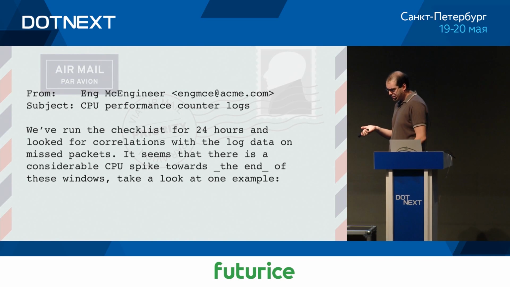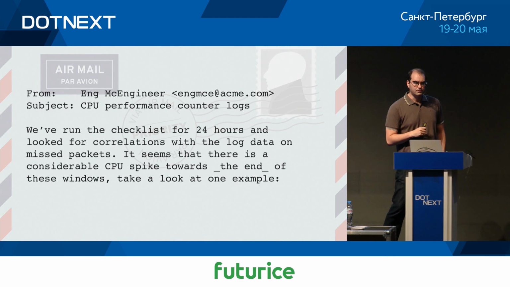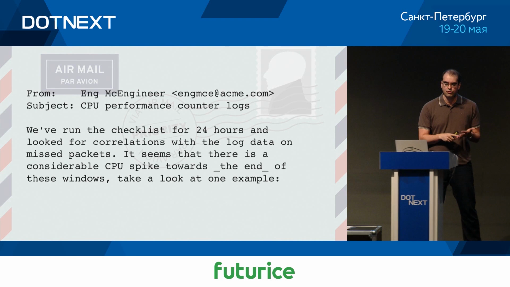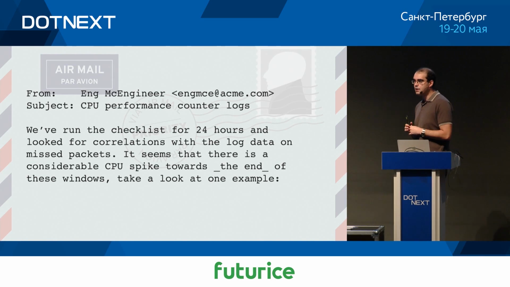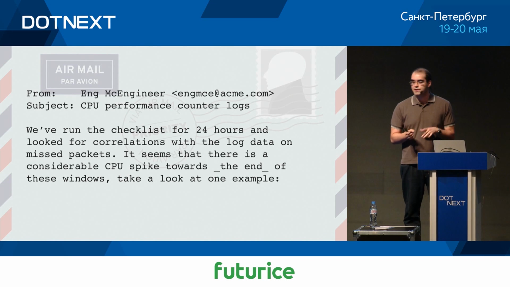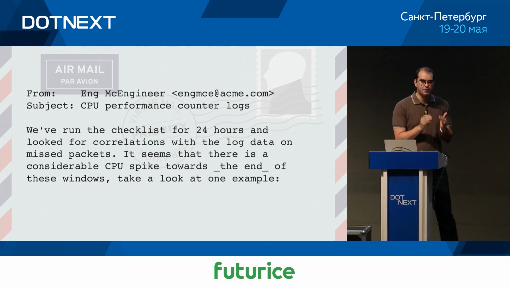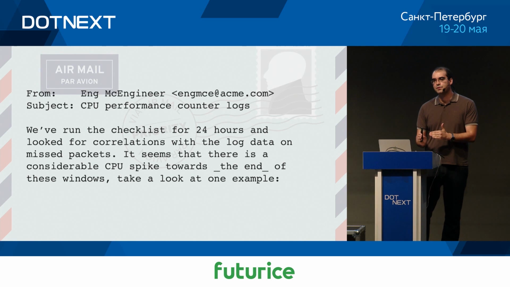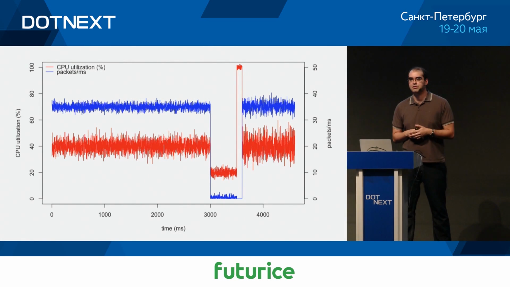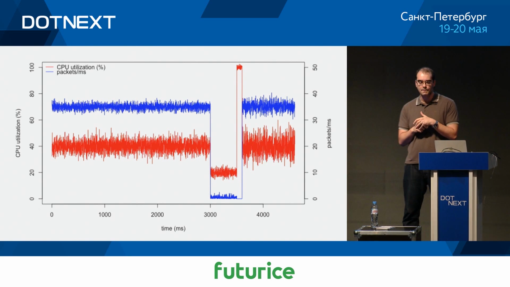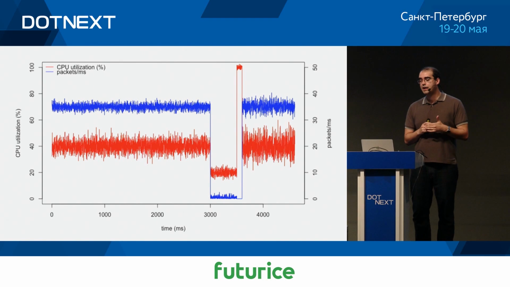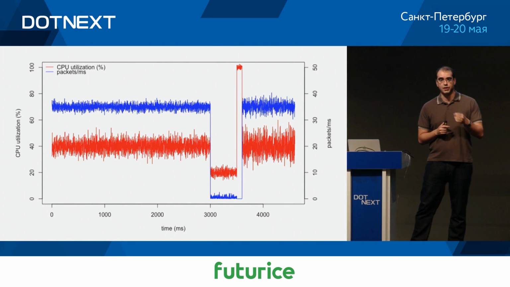So the customer's engineer ran a checklist and was monitoring CPU usage, memory, a lot of things. And they were able to find an interesting correlation between CPU usage and where the packet losses would occur. This is what it looked like visually, because a visualization is always better in this sort of thing. The red line is CPU usage. The blue line is packets processed per interval.